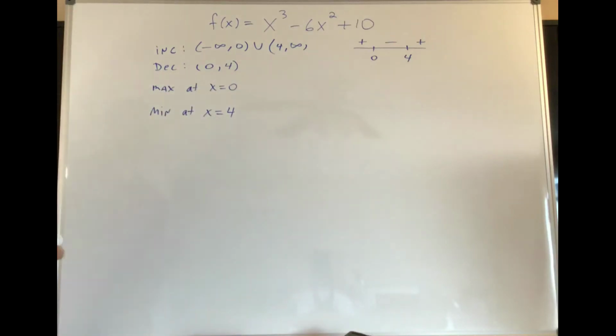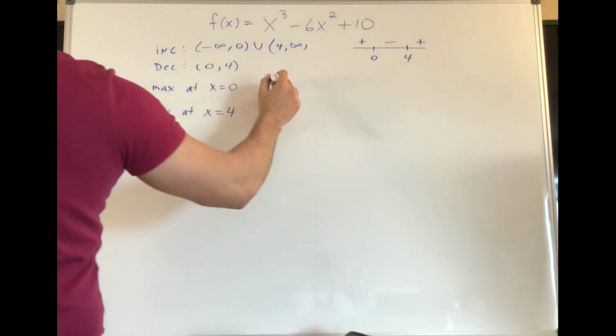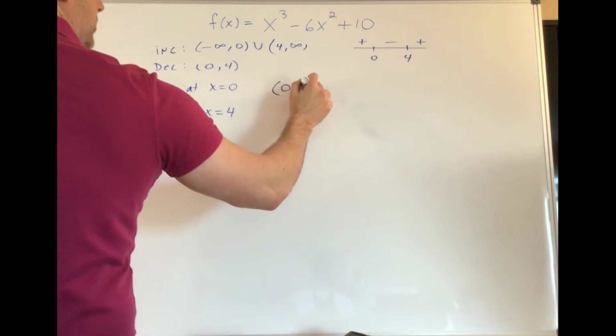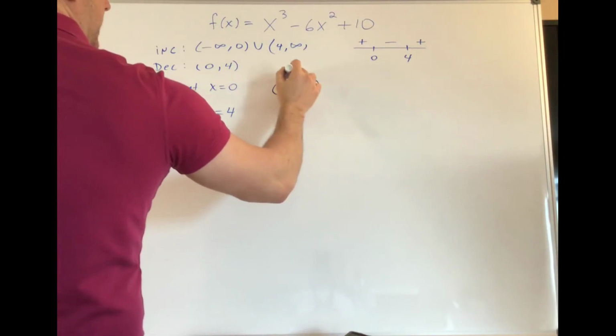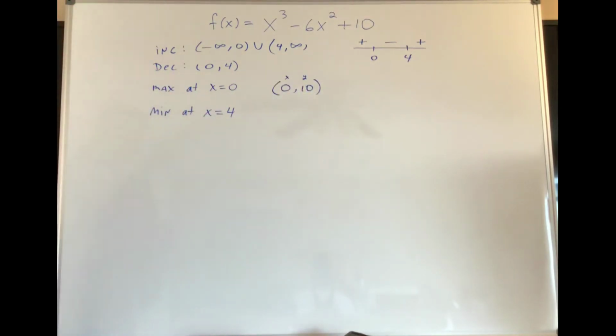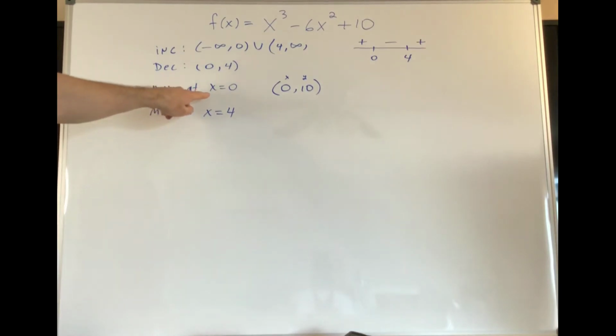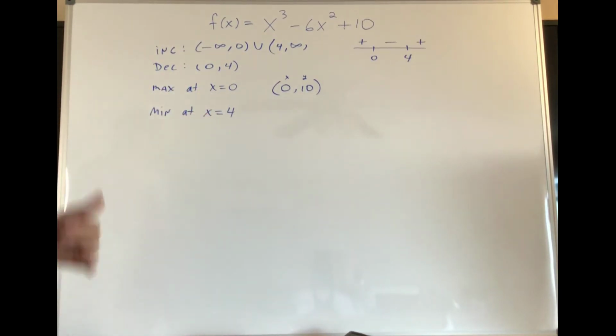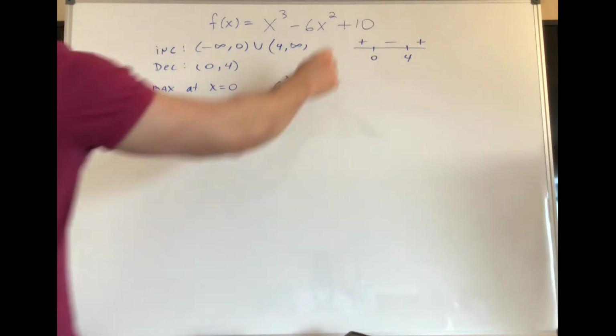Now, conveniently, I already plugged in 0 before. That happens to be my y-intercept. Yay, I got a free point. That happens to be my max. Now remember, wait a minute, 4 is bigger than 0, so this should be the max. This is not how it works, right? The graph went up and came down.